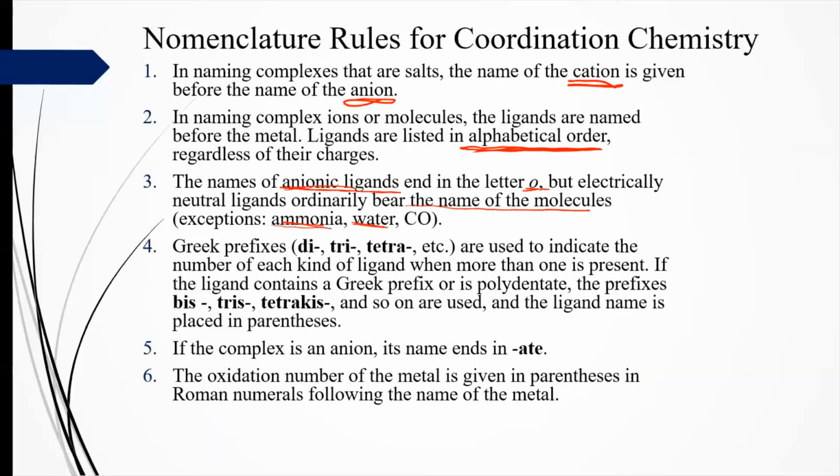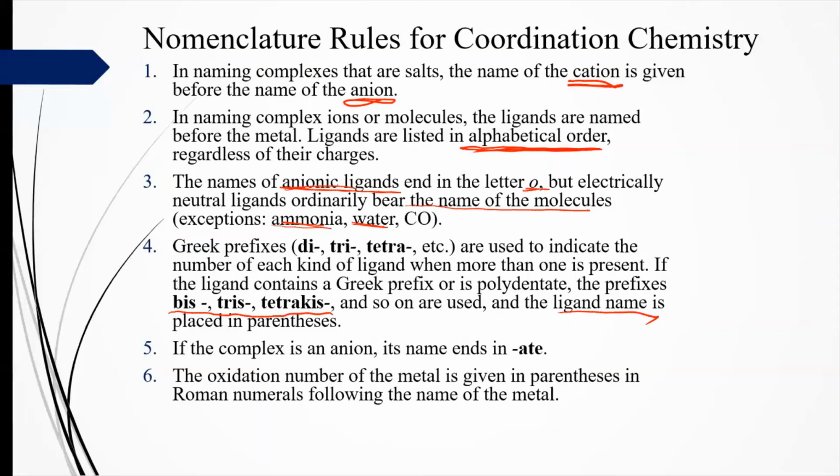Greek prefixes di, tri, and tetra are used to indicate the number of each kind of ligand. If the ligand names already have one of those prefixes in them, then we use bis, tris, and tetrakis, and the ligand name is placed in parentheses, so that way we can separate those two.